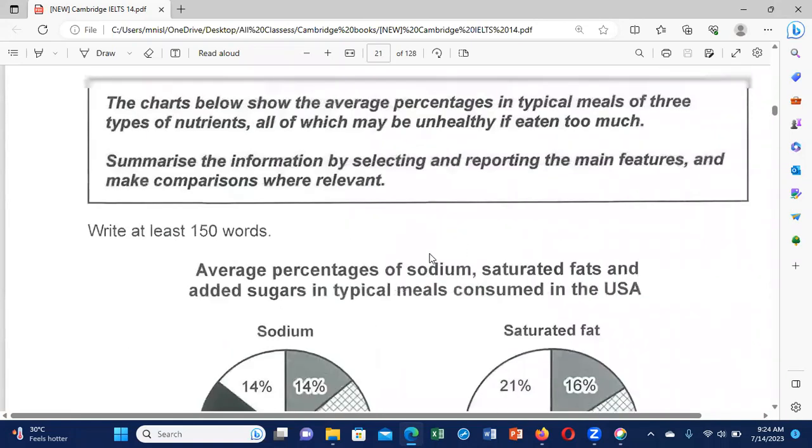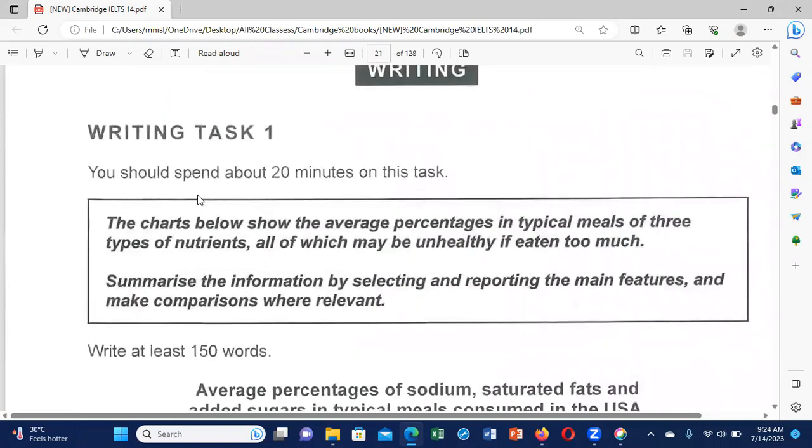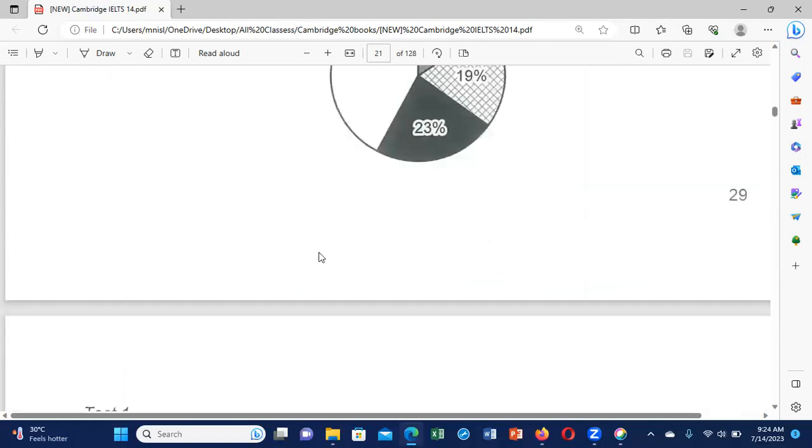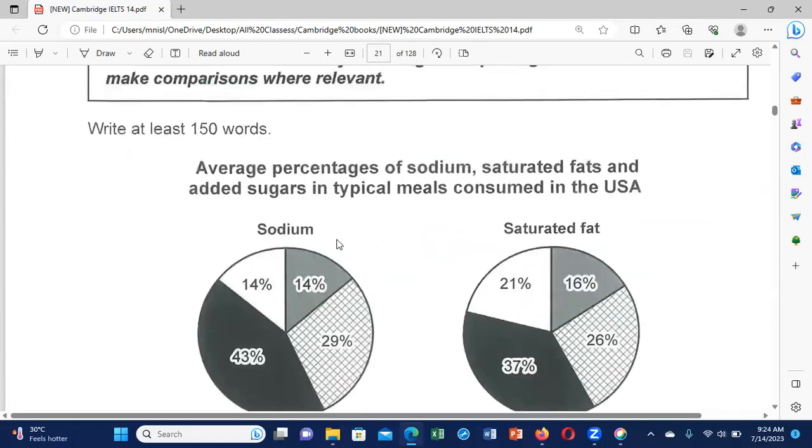So let me just show you one of the sample questions once again. Here you can see writing task 1, you should spend about 20 minutes on this task. Then you can see the question and the pie chart below it. You may get one pie chart or multiple pie charts as well. In the real exam, I highly recommend you write task 2 first. Right after task 2, you will start task 1.